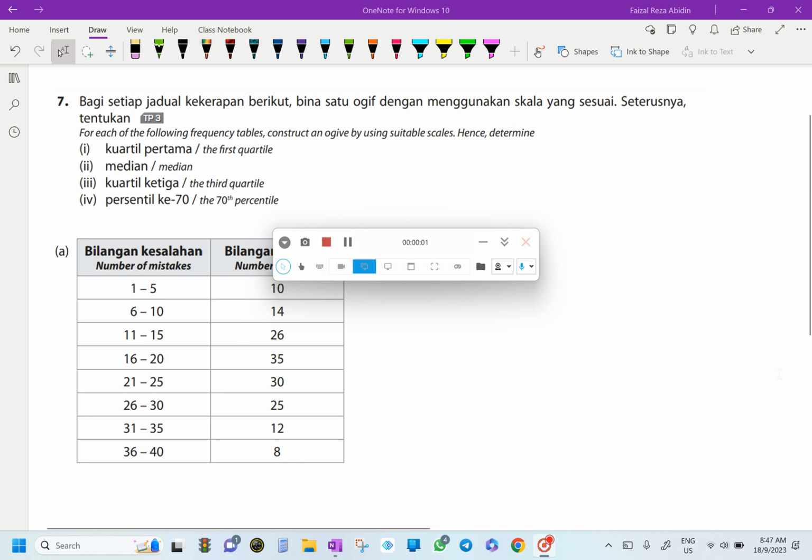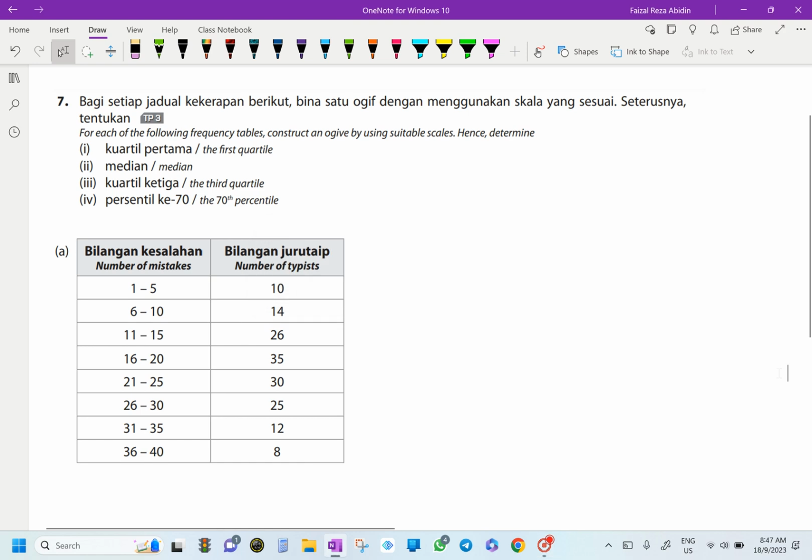Number 7, page 149. 148 is going to be the example given there. For the following frequency table, construct an ogive by using suitable scales. Hence, determine the first quartile, median, the third quartile, and this one just now we didn't look at, the percentile.